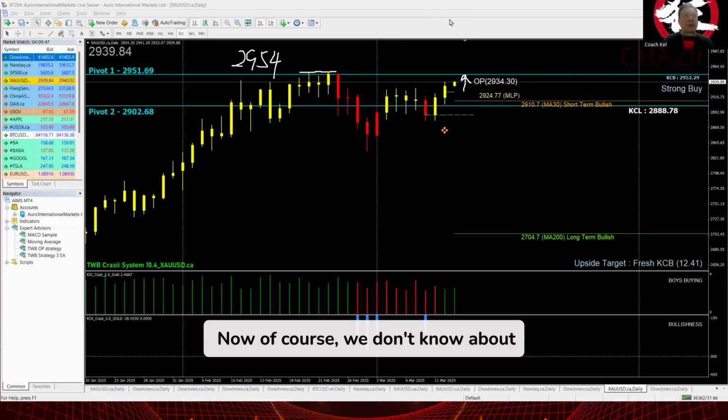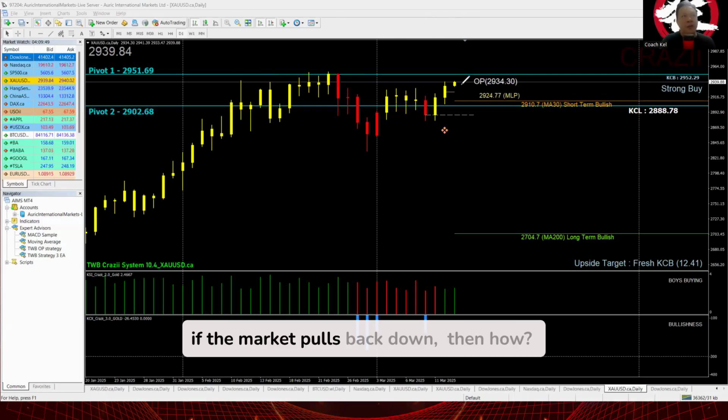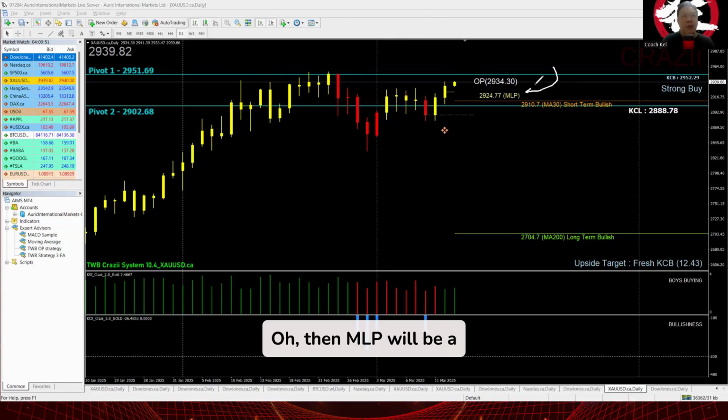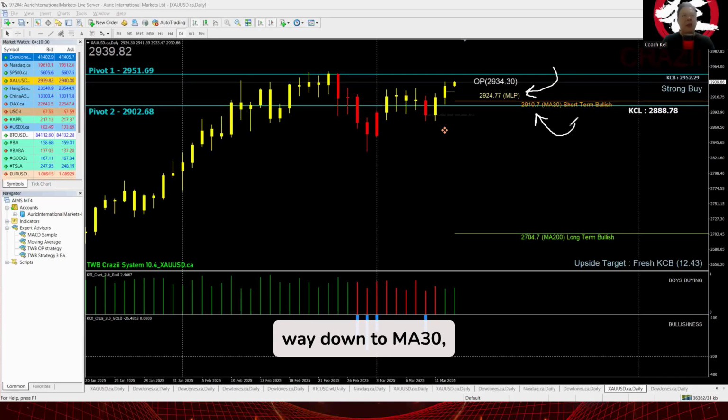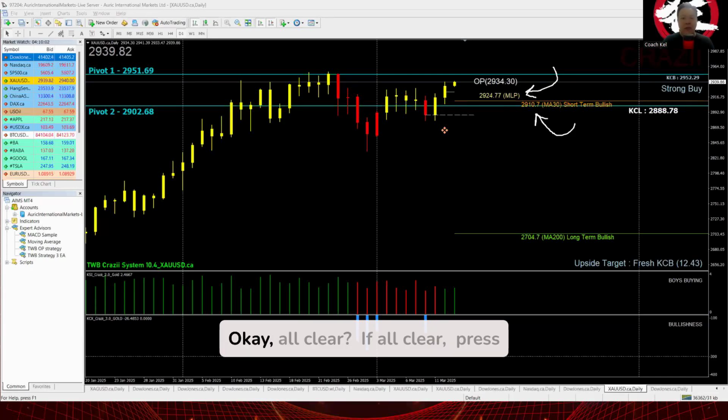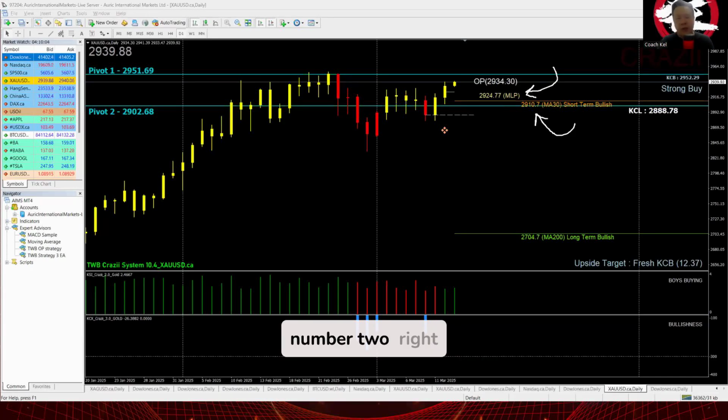Now, of course, we don't know about the good side or the bad side. What if the market pulls back down, then how? Oh, then MLP will be a very important support level. MLP at 2924 will be a very, very critical support level. If the market fails to hold it, then the market may crash all the way down to MA30, which is 2910. Okay, all clear? If all clear, press number 2 right now.